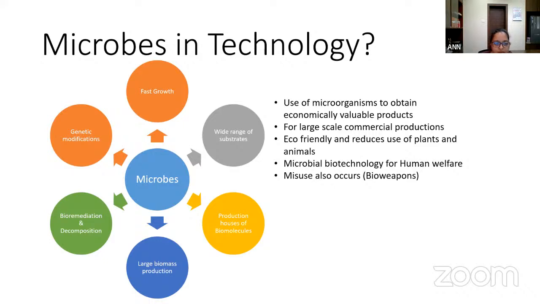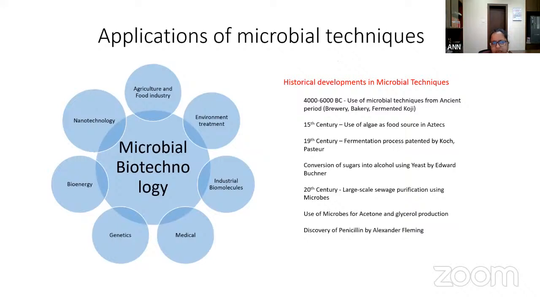The other actual lab applications are, they can grow very fast. They can grow on a wide range of substrates. They are production houses of different kinds of molecules. Large biomasses are possible. You can cultivate a huge number of them in a very short time. You can genetically modify them for your different applications. So humankind from around 4000 BC has started understanding and using microorganisms for their benefit.